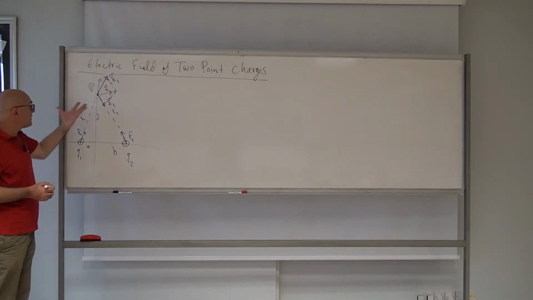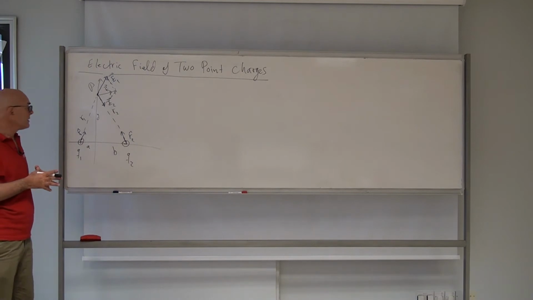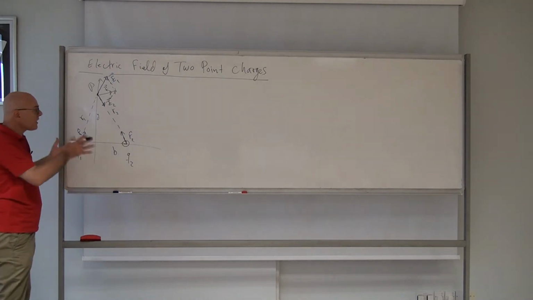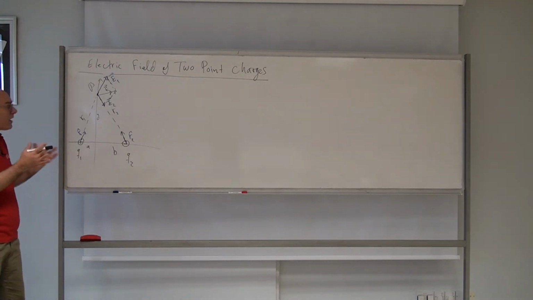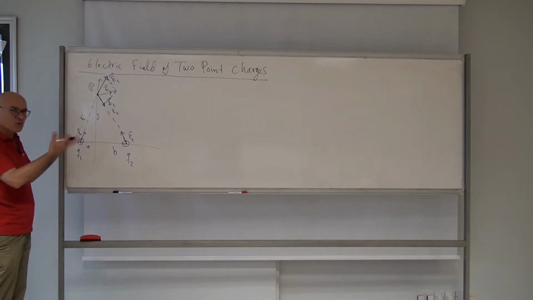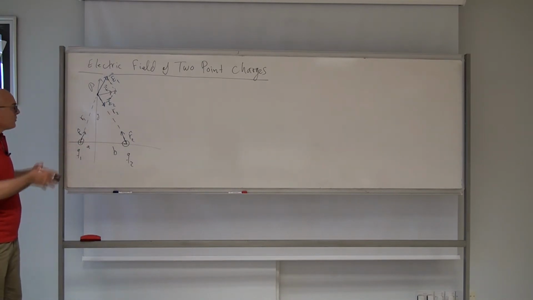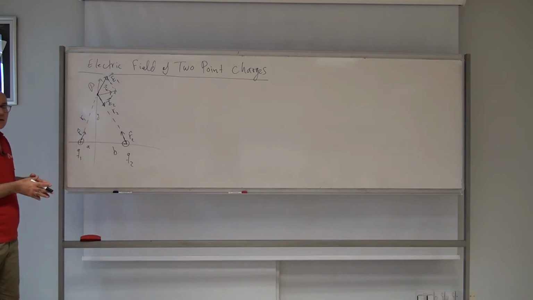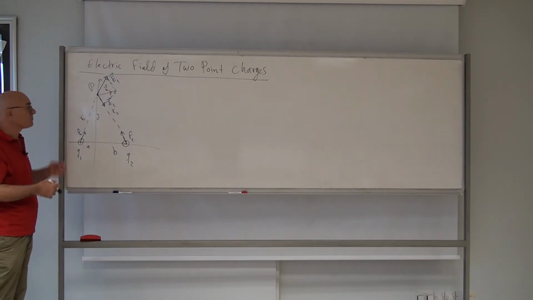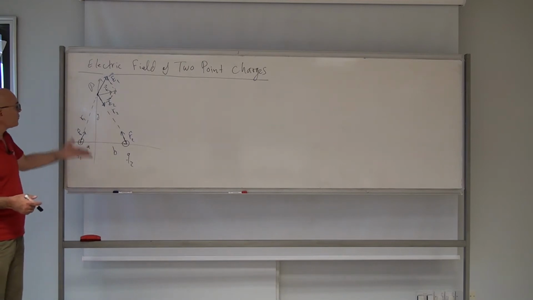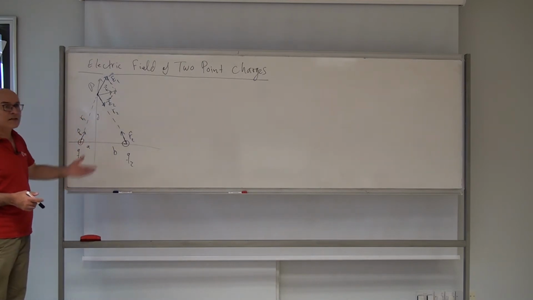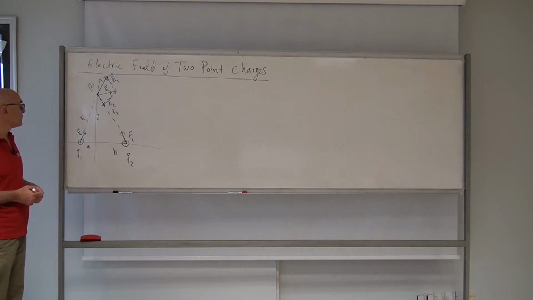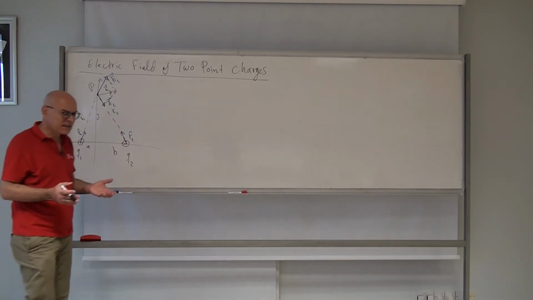This is what you do before starting any calculations: try to figure out what the field will look like, so you expect how the expressions that you will have will come out. Now the second thing to do is to find analytic expressions for E1 and E2 and then add them up.